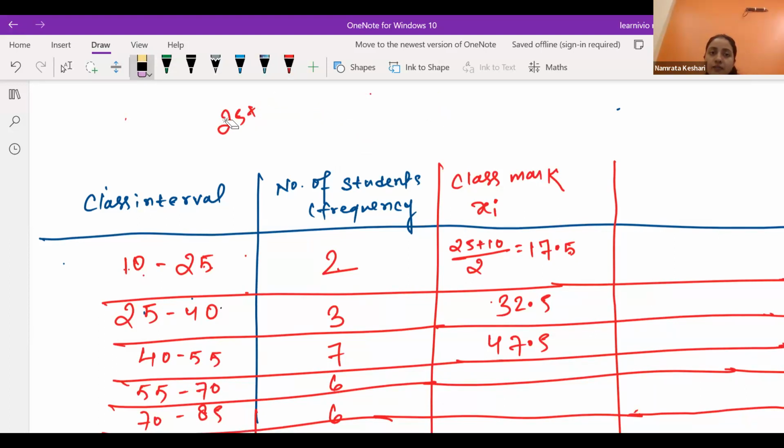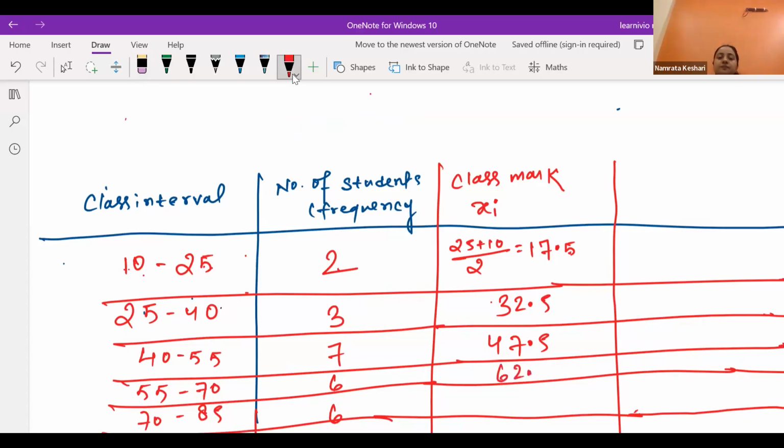Are you getting it? If we divide sixty-five by 2, 2 times 3 is 6, which cancels completely. Then we write 5, 2 times 2 is 4, so we get 32.5, right? Yes. For 40 to 55, 47.5. For 55 to 70, I got 62.5.